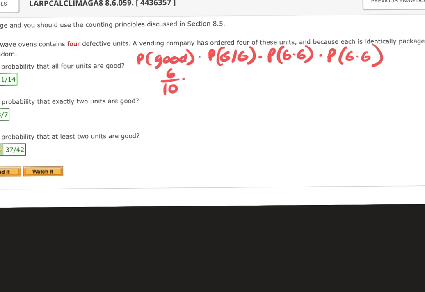Now let's assume that we took out the good one. How many good ones are left? 5. And if we took one out, how many total units are left? 9. Now we took another good one out. So how many are left? 4. How many total are left? 8. Now we took another good one out. How many are left? 3. And how many total? 7. And then when you simplify that, you get 1/14.